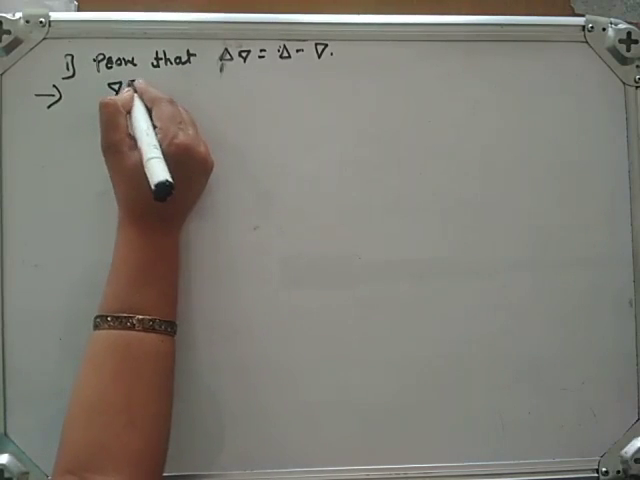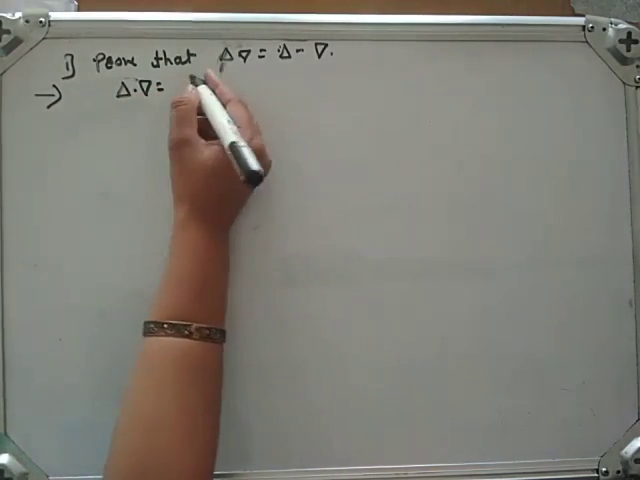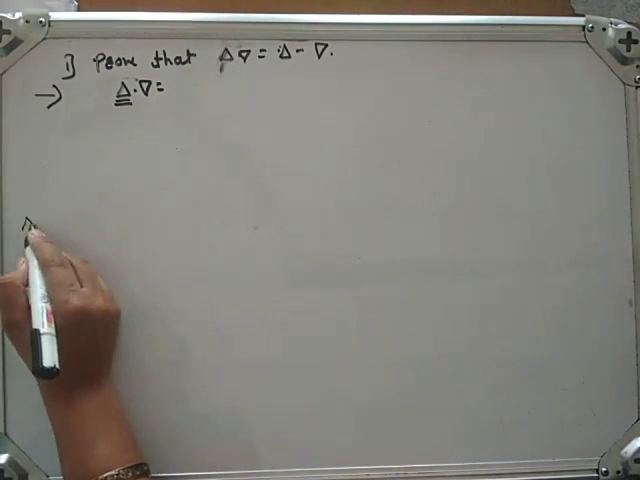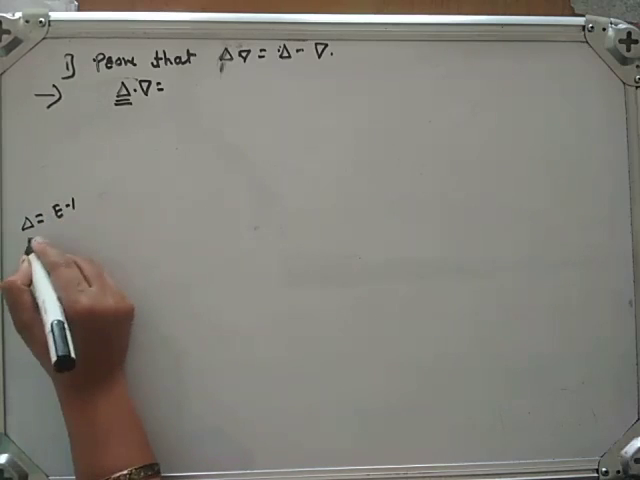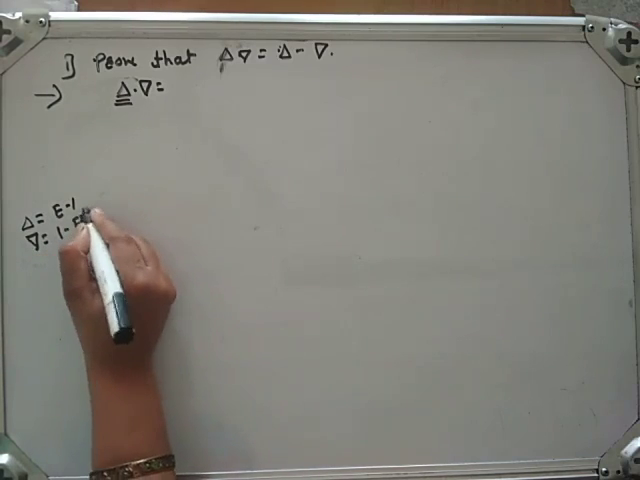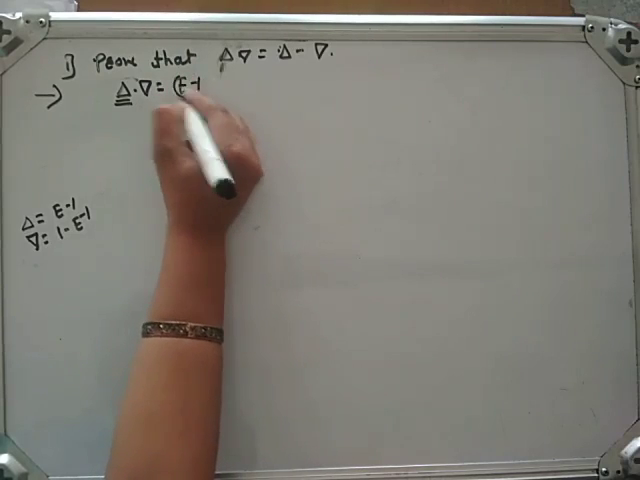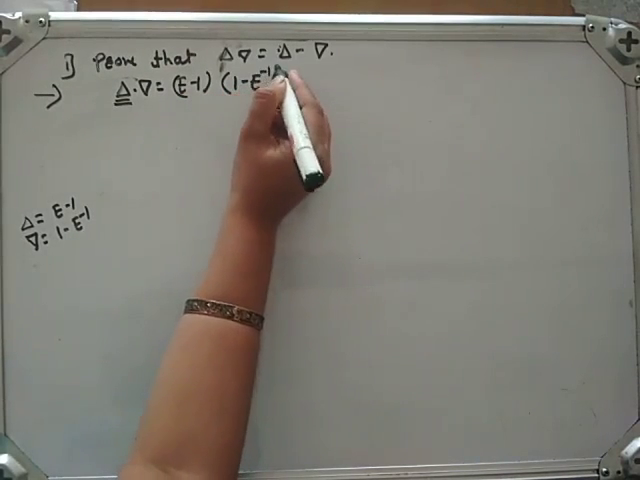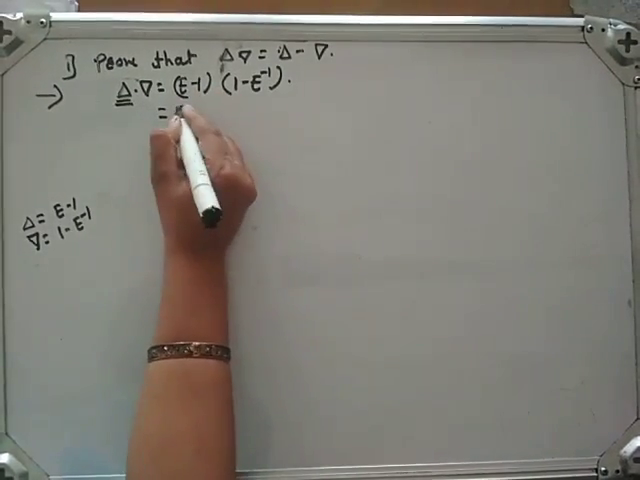Delta of del is equals to, okay, we have seen in the previous video the relation between delta and E: delta is equals to E minus 1 and del is equals to 1 minus E inverse. Therefore, here delta of del can be written as E minus 1 into 1 minus E inverse. Okay. Multiply these two brackets.